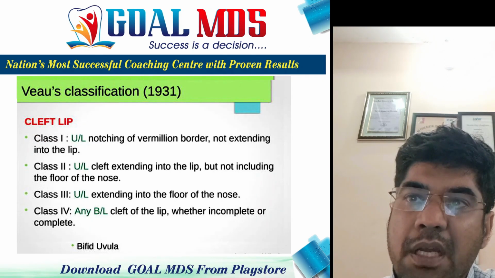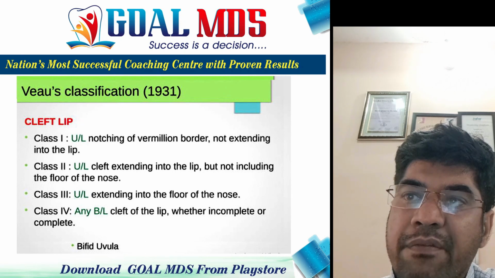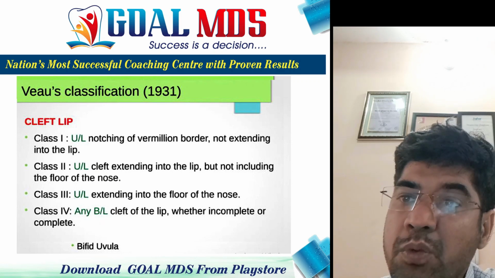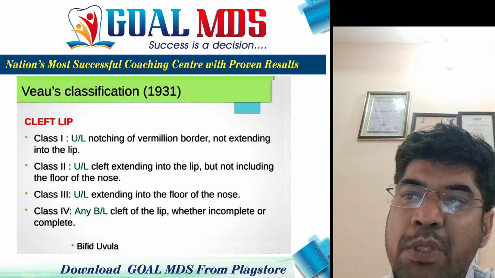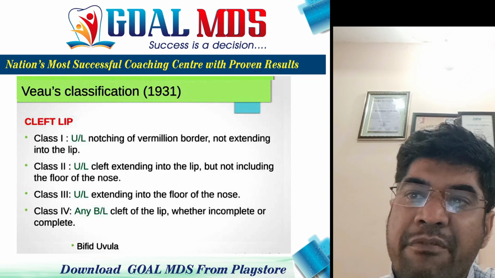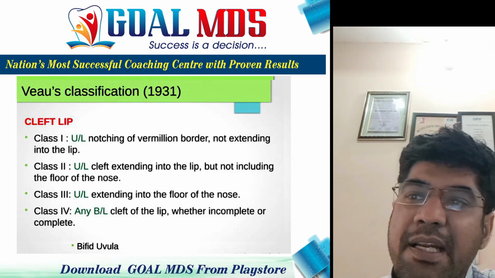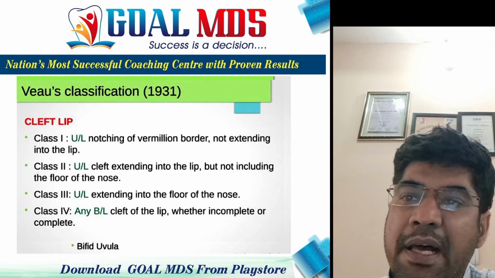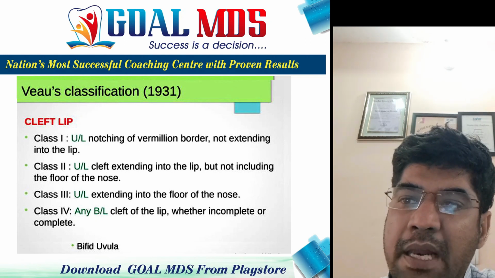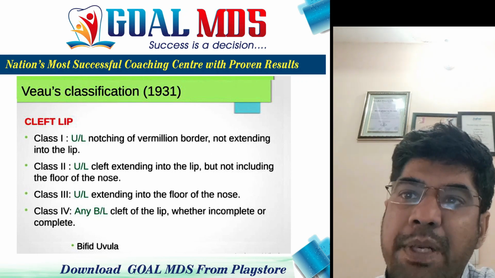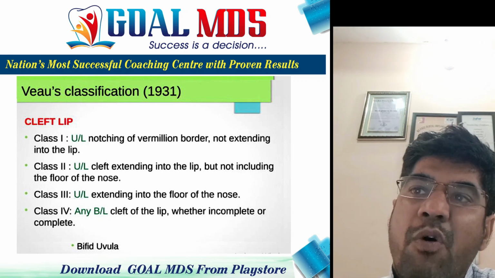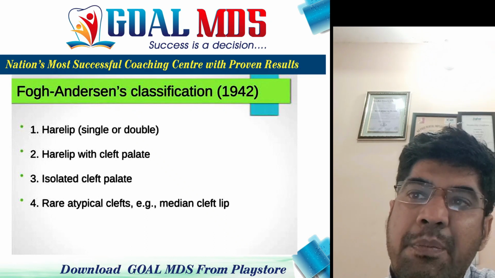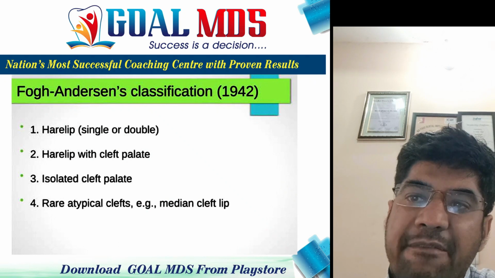Veau classification. Class 1 is unilateral notching of the vermilion border not extending into the lip. Class 2 is unilateral extending into the lip but not including the floor of the nose. Class 3 is unilateral extending into the floor of the nose, and class 4 is bilateral cleft of lip whether incomplete or complete. Other is the Fogh-Andersen classification. It can be number 1 hare lip with cleft palate, or isolated cleft palate, or atypical clefts like median cleft lip.